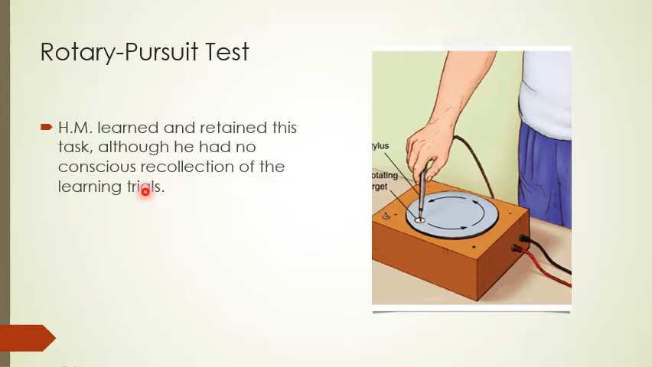So same with the mirror drawing test, his performance improved in this rotary pursuit test. As trials progressed, his performance improved. In other words, he still learned the task. But then again, if you ask him, do you remember doing this rotary pursuit test? No, I cannot remember that. But unconsciously, he still learned.